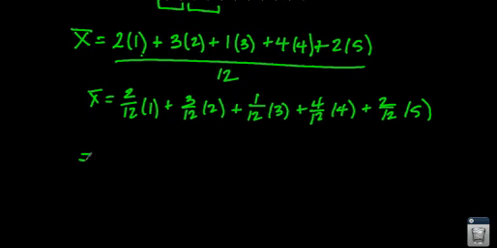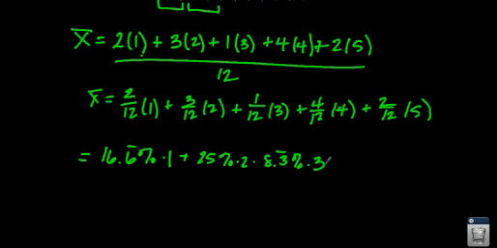Now here's where expected value comes in. I could express 2/12 as a percentage, and that percent is about 16.6, times 1, plus 25% times 2, plus 8.3% times 3, plus 33.3% times 4, plus, again, 16.6% times 5. Okay, so here's the deal.